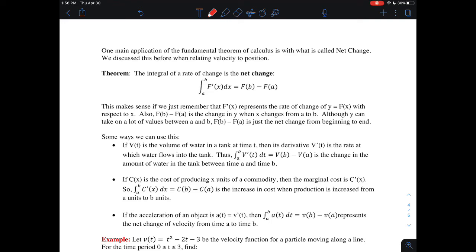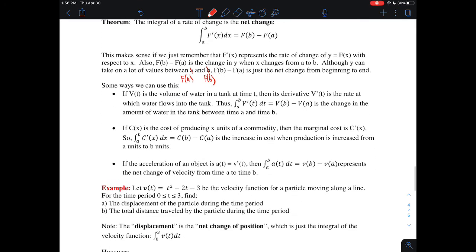So although y can take on a whole bunch of values between a and b, and sorry, that should say F of a and F of b. So while the function y can vary all over the place, the thing at the end, capital F of b minus capital F of a, that's just the net change from where it began to where it ended, no matter what happened in between. So first, a couple of other contexts that we may have seen in other aspects.